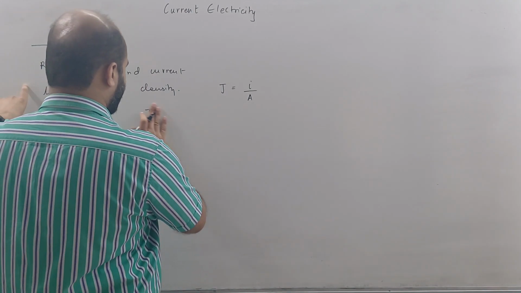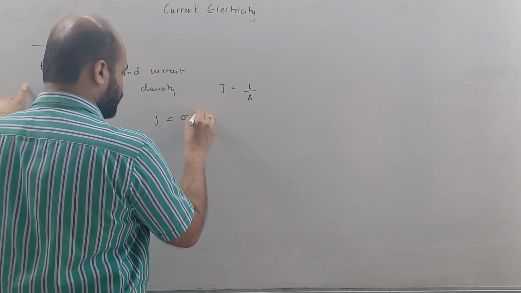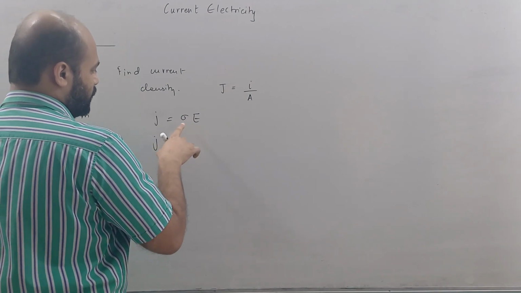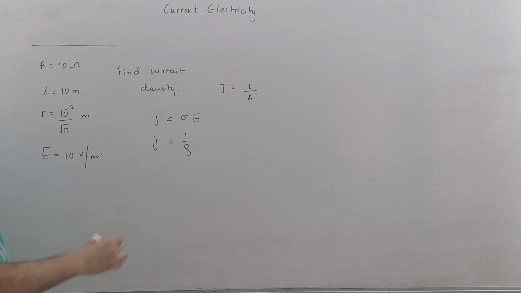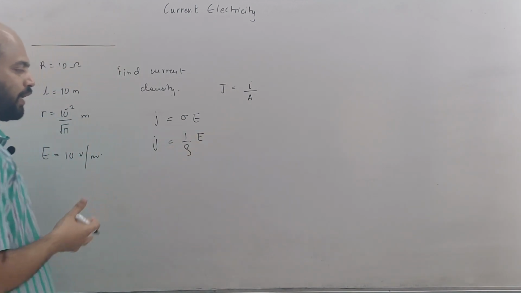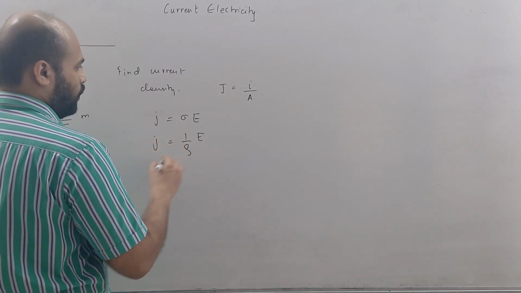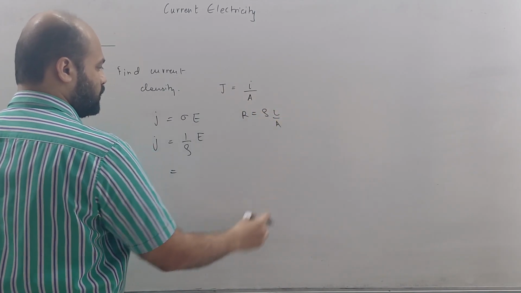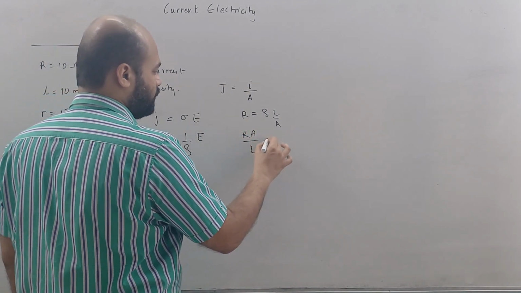So J equals sigma E. Sigma is nothing but conductivity. Sigma I can write as 1 by rho, where rho is resistivity. And this E, we are going to make good use of it. J is our target. So rho I can write now, as we know, R is given as rho L by A. So all that will come now. And rho I can write as RA by L.